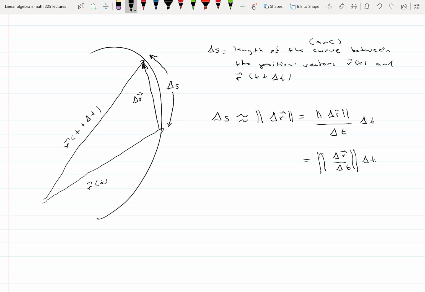Let me say that again. As delta t, the small increment in time from t to t plus delta t, shrinks smaller and smaller, that little delta r should get smaller and smaller. And the smaller delta r gets, the better it approximates in magnitude the delta s. So it seems reasonable to say that as delta t approaches 0, the approximation becomes exact.